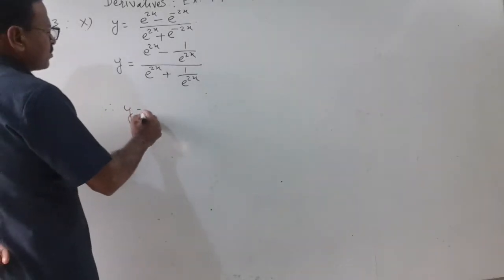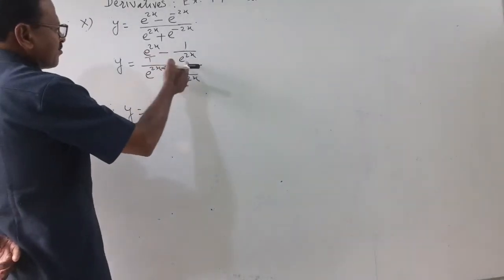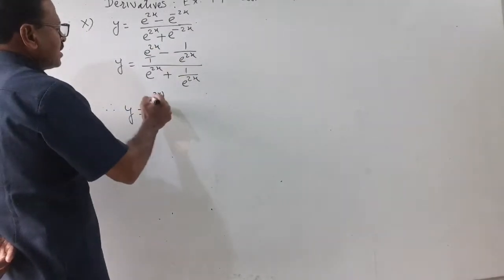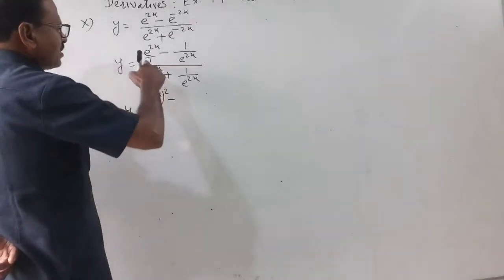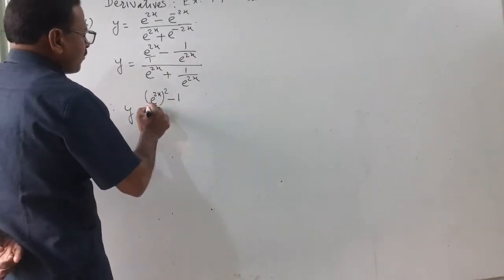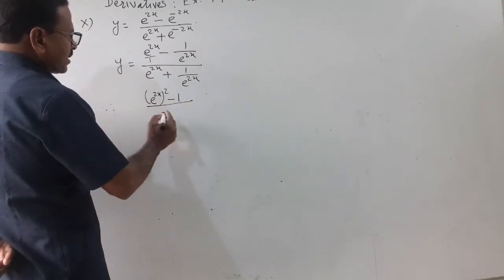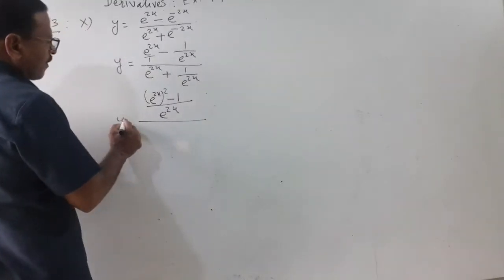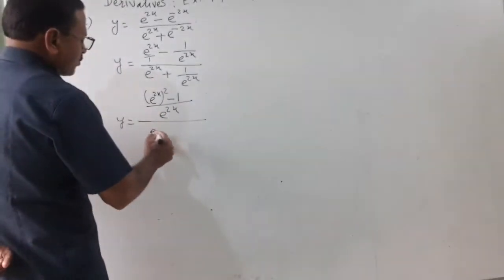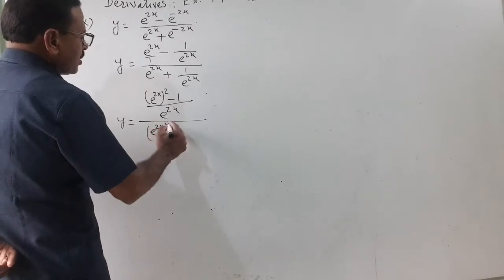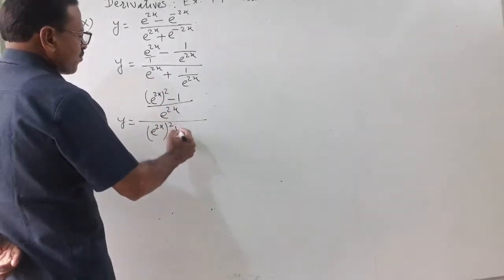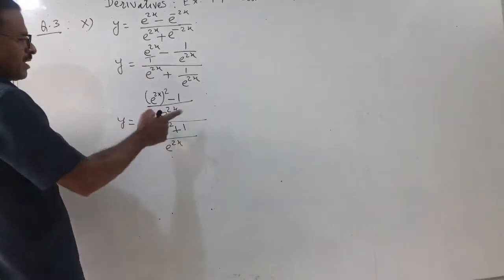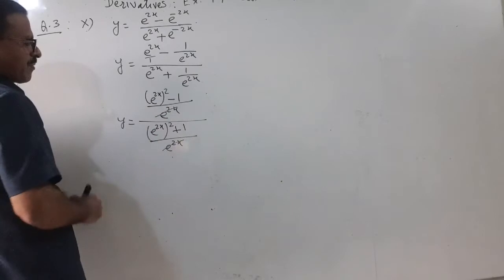So, y is equal to, do the cross multiplication, here it is 1 upon 1. So, e raised to 2x into e raised to 2x, e raised to 2x square, minus 1 into 1 is 1, and this upon e raised to 2x. Now in this also, e raised to 2x into e raised to 2x means e raised to 2x square plus 1 upon e raised to 2x. The denominator is the same, they will get cancelled.